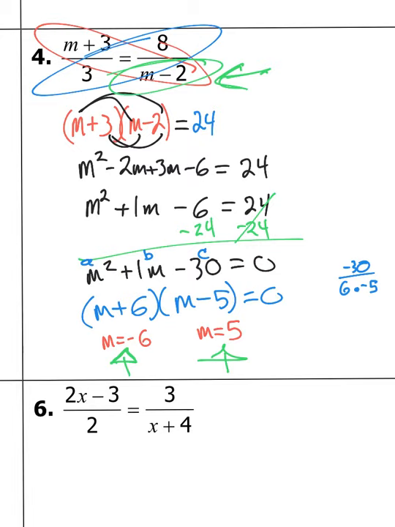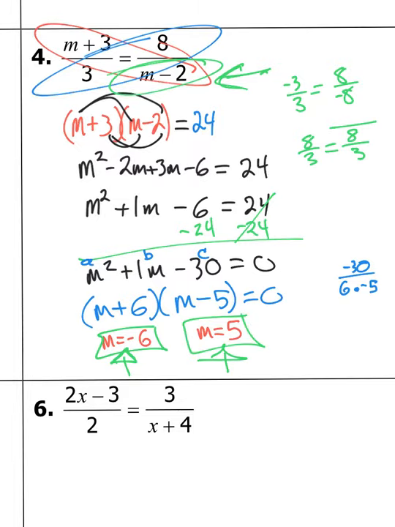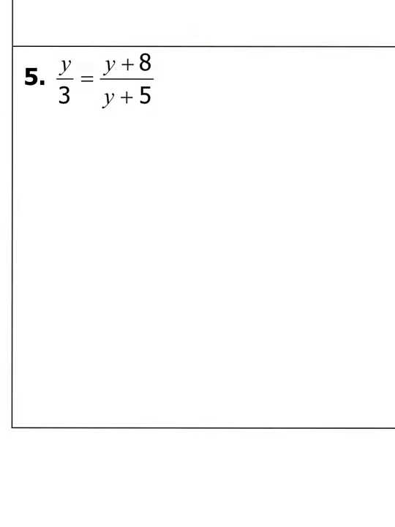I should be good, but just to make sure, if I put negative 6 in there, I would get negative 3 over 3 equals 8 over negative 8. And yep, that makes sense. So this is an answer. And then real quick, if I did 5 plus 3 and 5 minus 2, yep, that works too. So both are good.